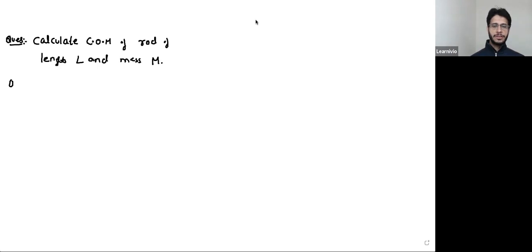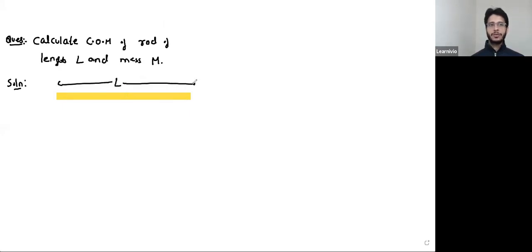Is the rod a discrete distribution or a rigid body? Rigid. It's a rigid body. When I say rod, that means I am considering a one-dimensional system, which means the thickness of the rod is negligible as compared to its length. So while considering the rod, I'm not considering its thickness.